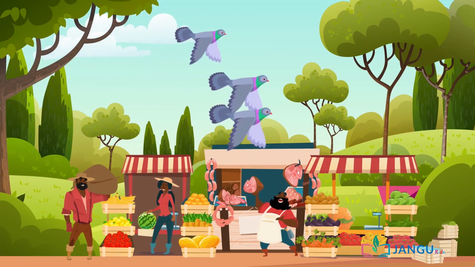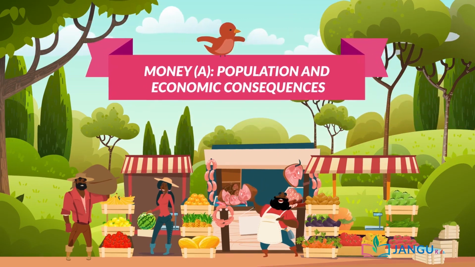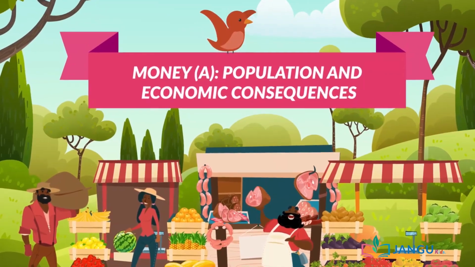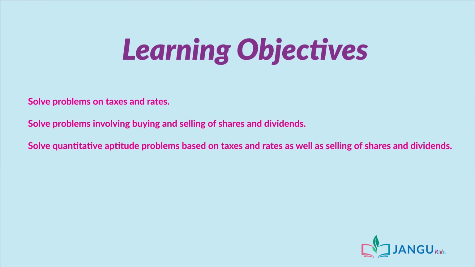Welcome to today's lesson. We will learn about population and economic consequences of money. At the end of this lesson, you should be able to solve problems on taxes and rates, solve problems involving buying and selling of shares and dividends, and solve quantitative aptitude problems based on the taxes and rates as well as selling of shares and dividends.